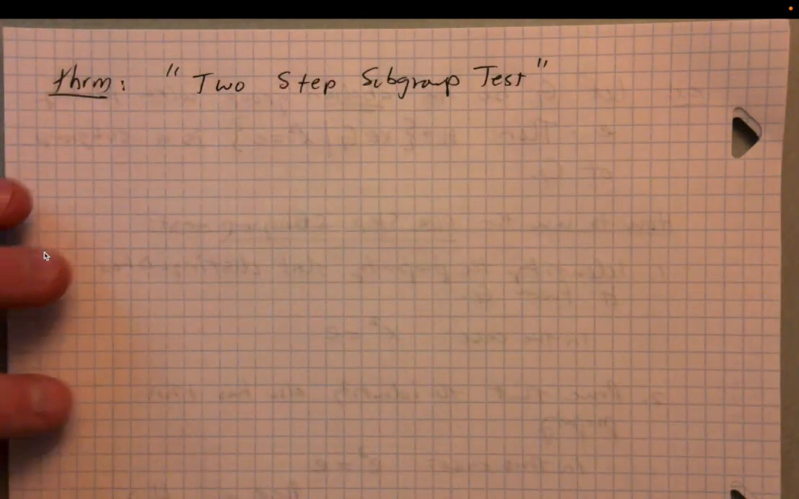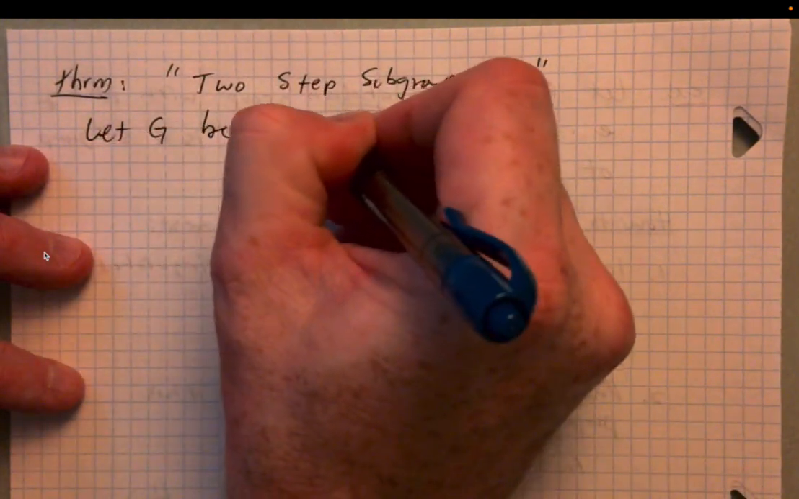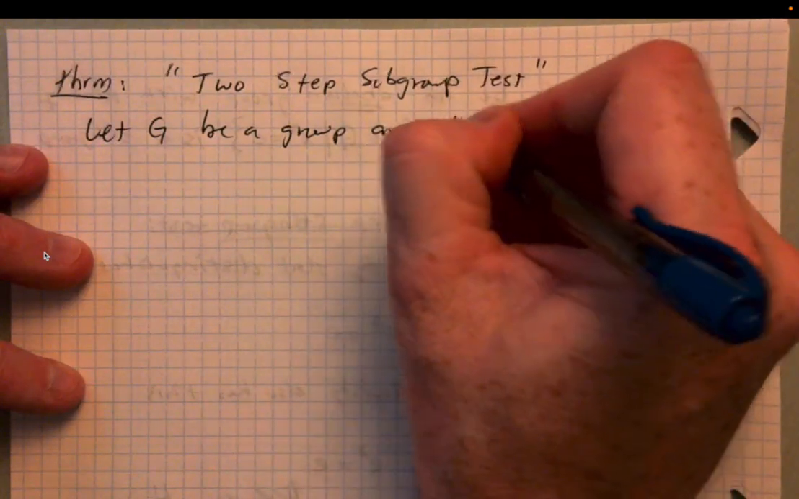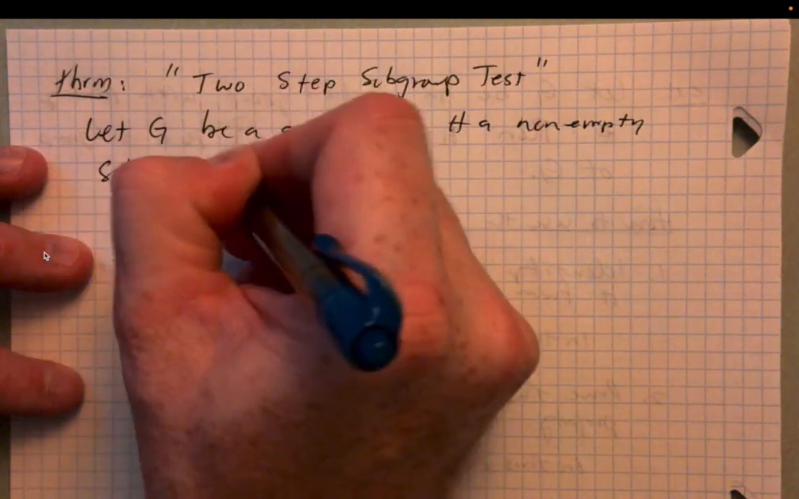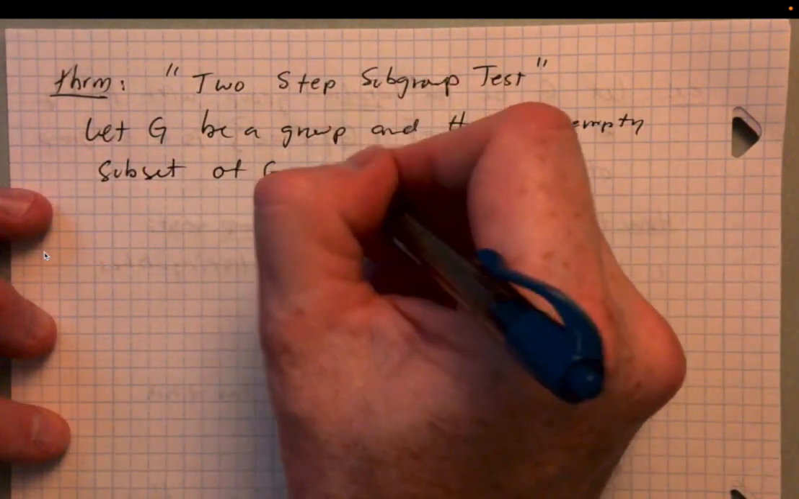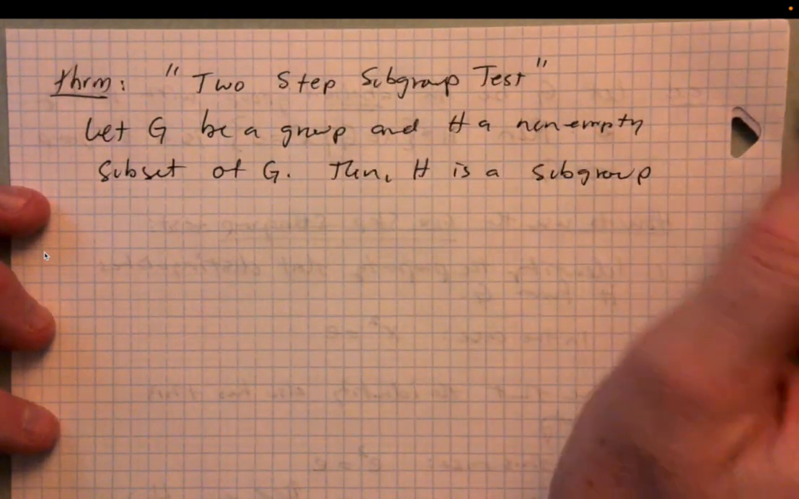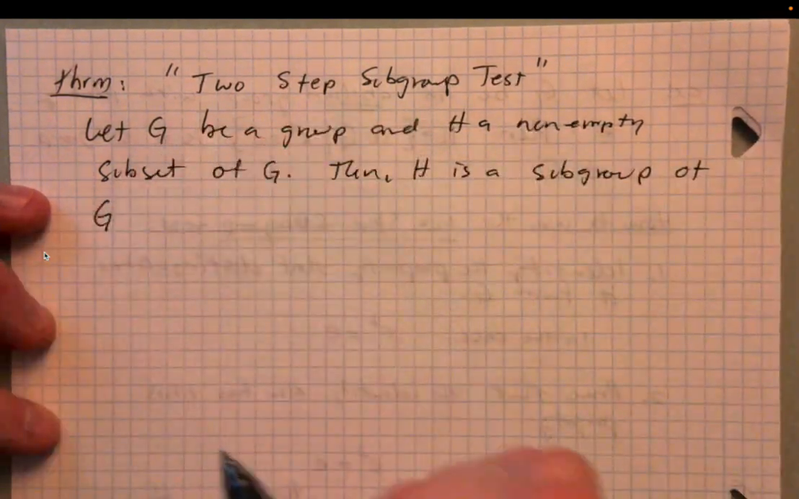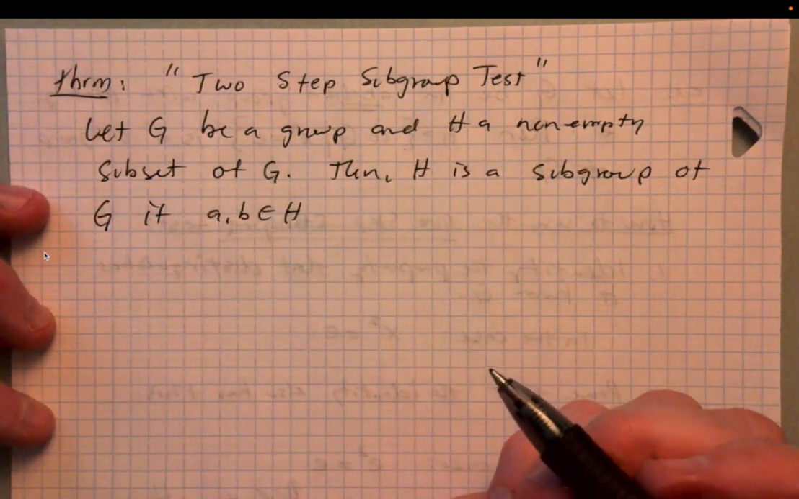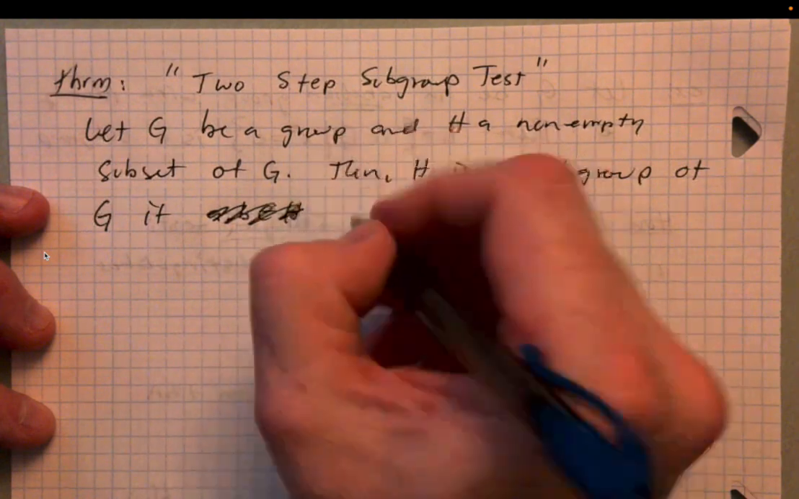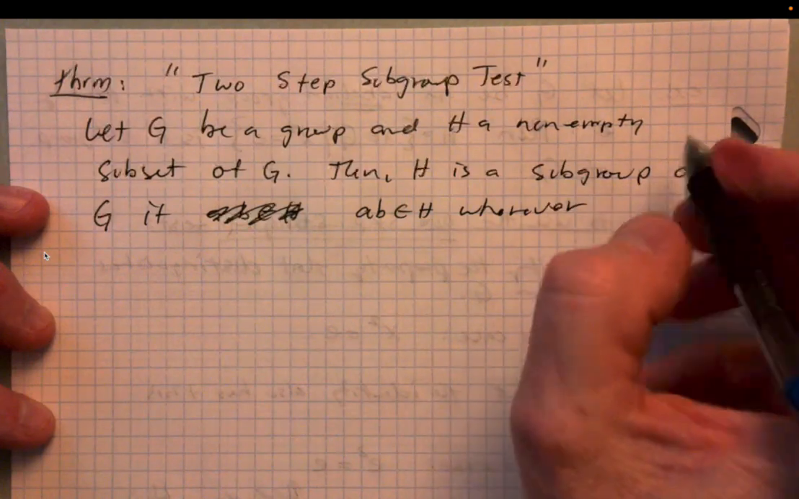So let's talk about this one. Here we're going to let G be a group and H a non-empty subset of G. Then H is a subgroup of G if A times B is in H whenever A and B are in H.